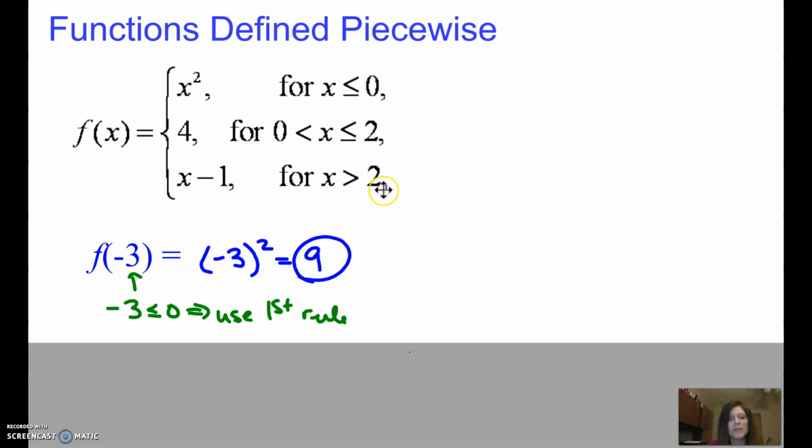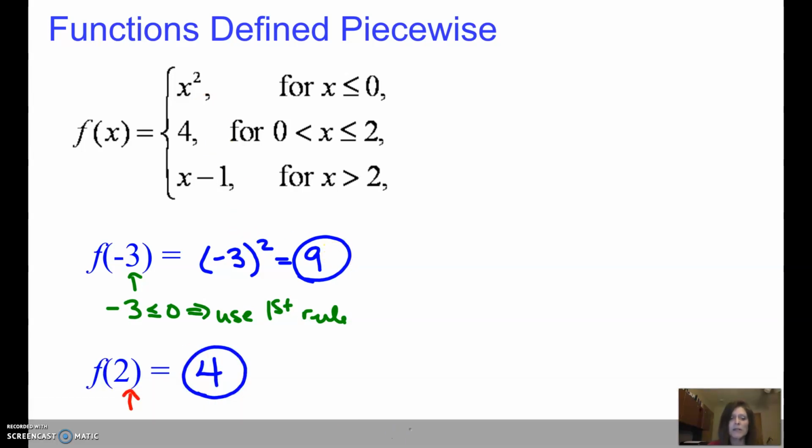and I'm told to evaluate it, I ask myself, which of these rules does that line up with? Well, -3 is less than or equal to 0, so we're going to use the first formula and work it out. Then the next one I have here is f of 2. All right, so that's a little tricky, right? You have x is less than or equal to 2 and you have x is greater than 2. Well, it is precisely 2, so I'm going to have to go with this one that says less than or equal to 2. I look over here, it's very simple. The answer has to be 4.